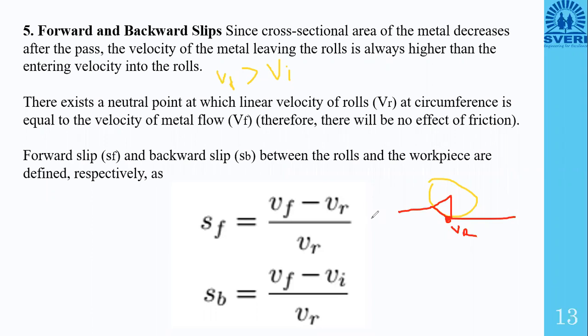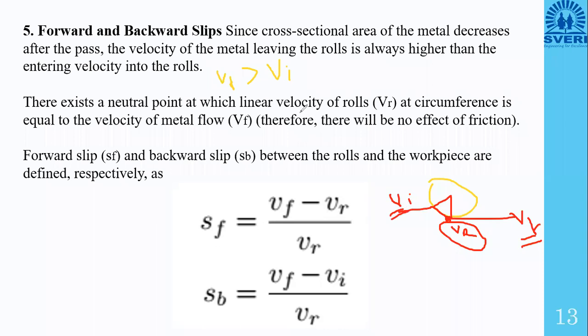Okay, so forward slip SF and backward slip SB between the rollers and the workpiece are defined respectively as follows. VF means this side, this is VI. Forward slip means VF minus VR, whatever the velocity at this point, divided by VR. And backward slip means VR minus VI, initial velocity, divided by VR.